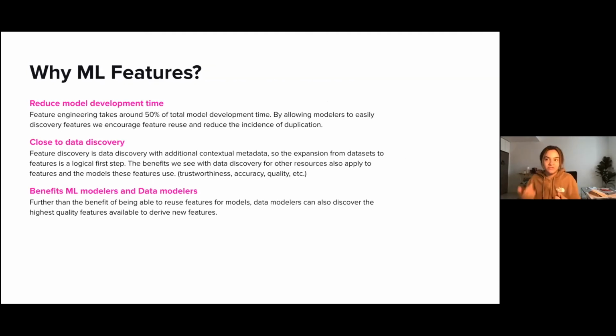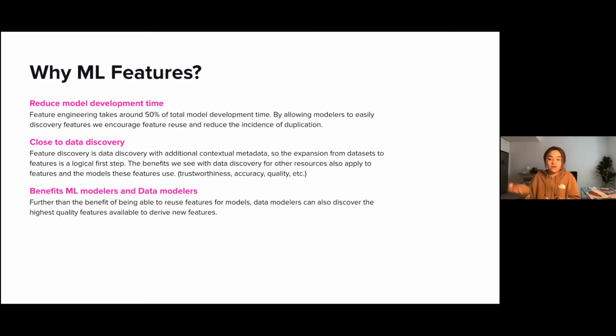Why did we want to do ML features first? Well, we discovered that feature engineering takes about 50% of the total model development time, at least at Lyft. And by allowing modelers to easily discover features that they can reuse, this could really significantly decrease the time that it would take for them to develop their models. And it also reduces the incidence of duplication of features, so people are not doing the same work over and over again. It's also relatively close to data discovery, so we didn't really have to reinvent the wheel. We can kind of reuse a lot of things that we have already for tables.